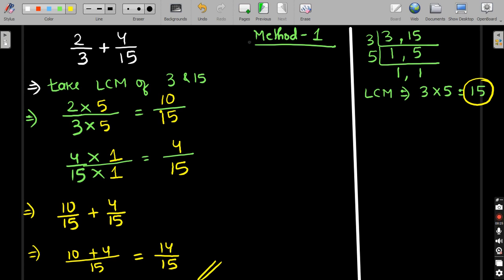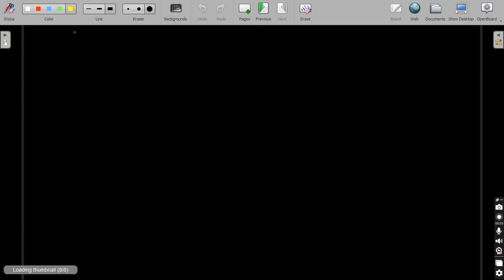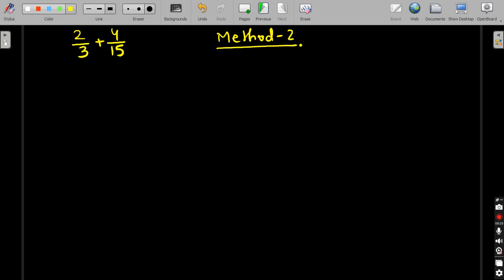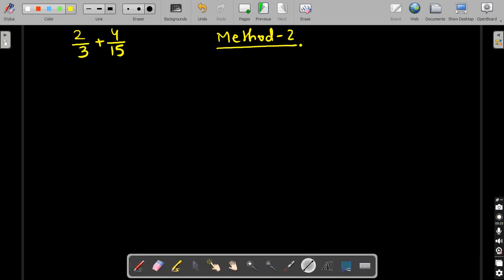Now let us solve the same question in another method. 2 by 3 plus 4 by 15. Let us solve by method 2. How to add it? Okay, students, let us start. So first step, what are we doing? We are making the rough line every time, so that it will be easy for our calculation.